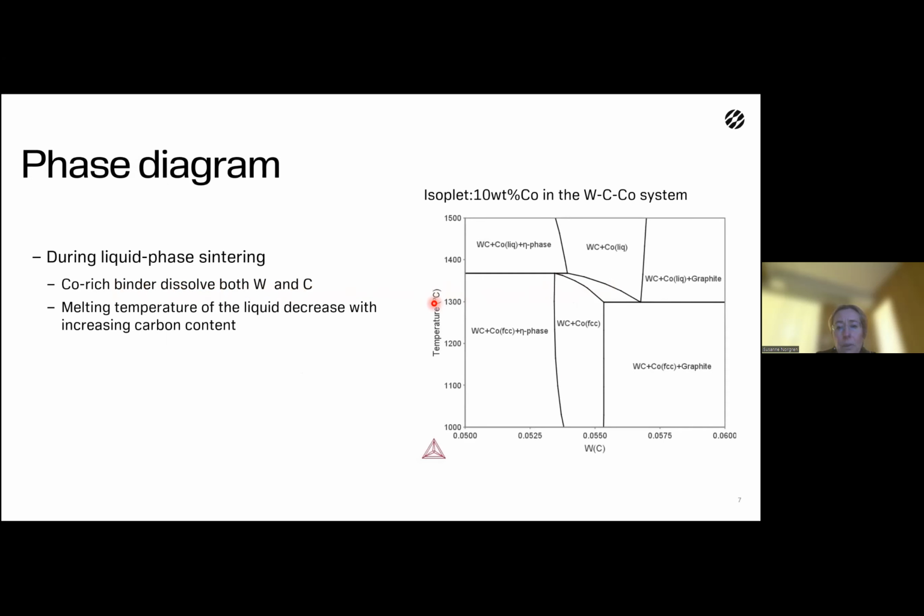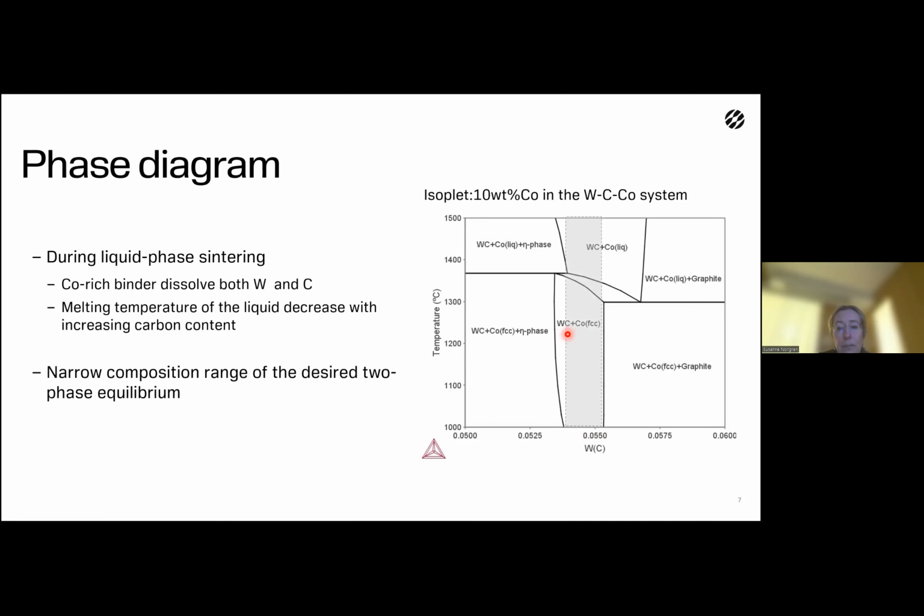If we start with the liquid phase sintering and the phase diagram, this is the region you would like to be in after sintering, which is the tungsten carbide phase and the cobalt binder phase. As you can see here in the phase diagram, the melting temperature decreases with an increase in carbon. You can also see that the carbon window here is very, very narrow.